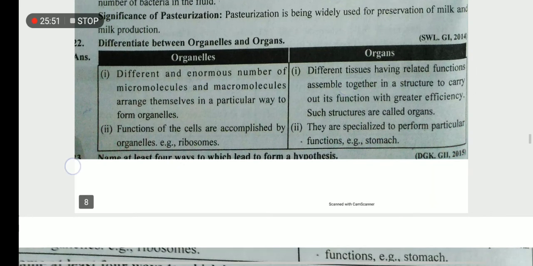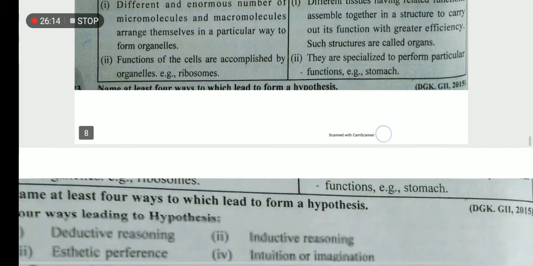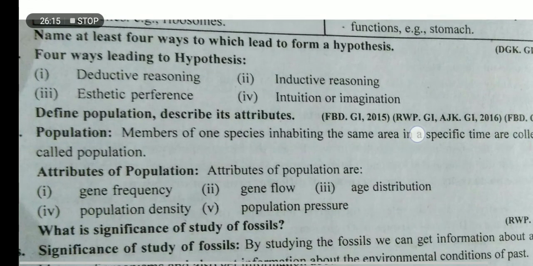Differentiate between organs and the organelle and the organ system. Organelles are made up of macro and micro molecules. Various organelles are present in the cell, for example, ribosomes. In a similar way, organs are formed by the accumulation of the tissues, actually the tissues which are performing the specific function. And the stomach is the example of an organ.